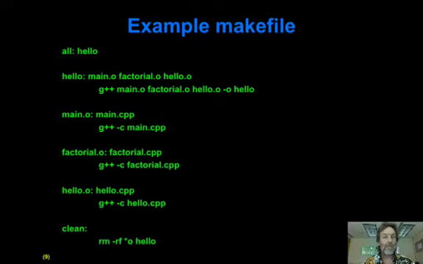Okay, here's an example of a Makefile. So you declare these targets, all, hello, and so forth, and they depend upon each other, and you use a tab to indicate the shell commands that you invoke when you're trying to satisfy a particular target. Okay, so pretty simple and extremely powerful.